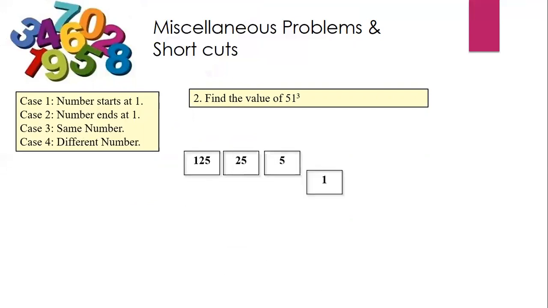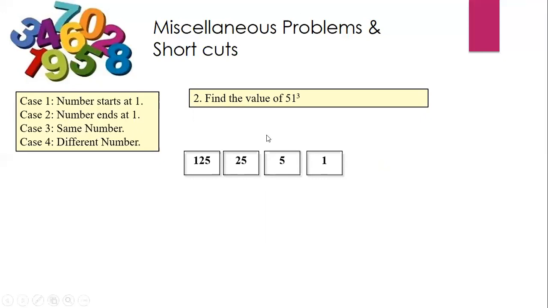Okay, so again 4 boxes. Here we need to do it from the right hand side. In the previous problem, we started from 1 and ended with the highest power. Here we need to start from the right hand side: 1, 5, 5 square 25, and 5 cube 125. That's it. Then the rest of the process, everything is same.